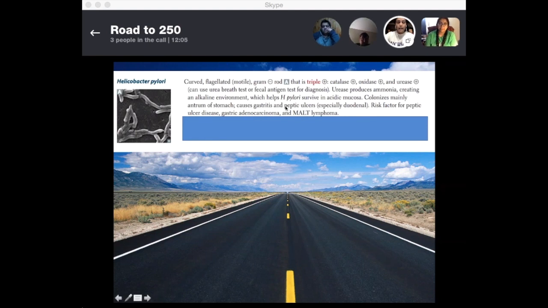And so H. pylori also causes gastritis and peptic ulcers as a result, especially duodenal. And risk factors are going to be peptic ulcer disease, gastric adenocarcinoma, and MALT lymphoma, as the carcinomas are cancerous risks that can rise. And then lastly, treatment.